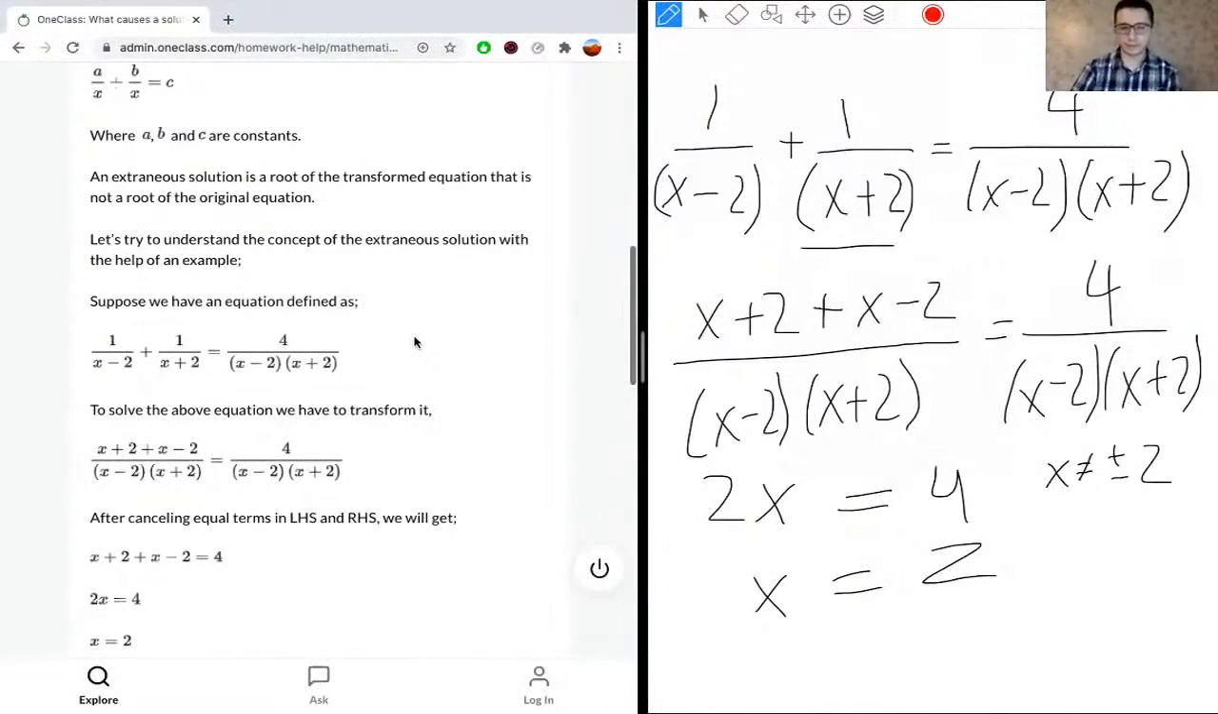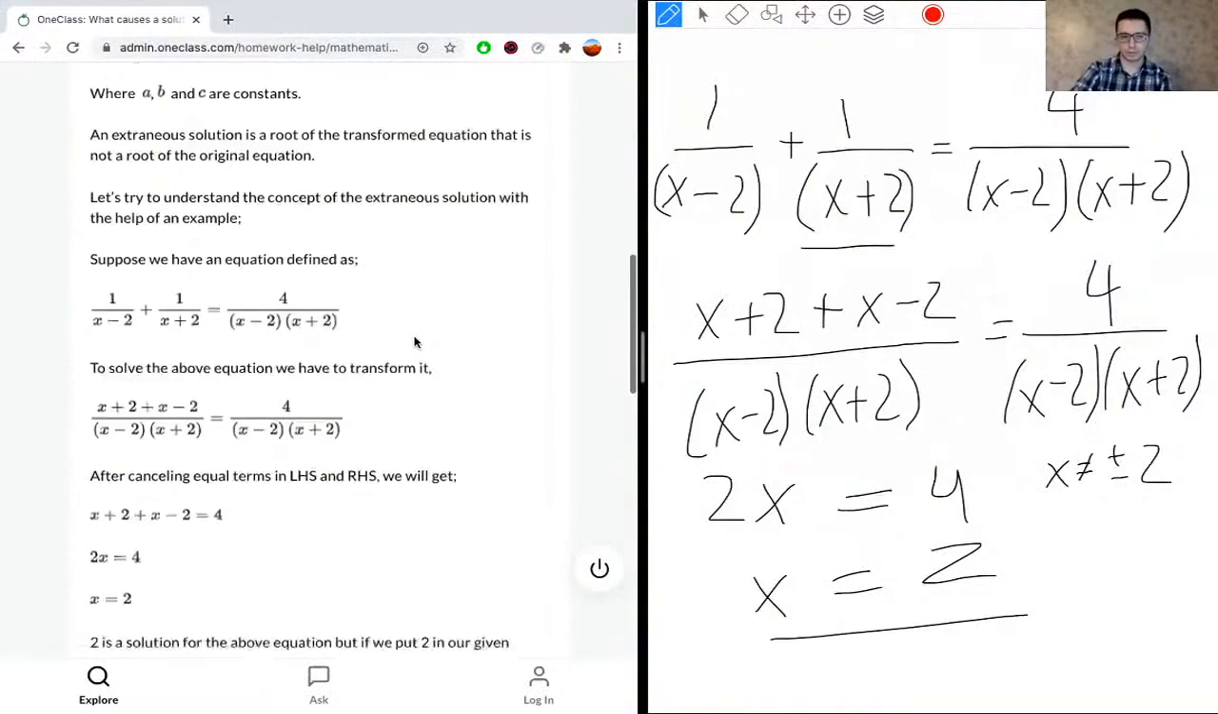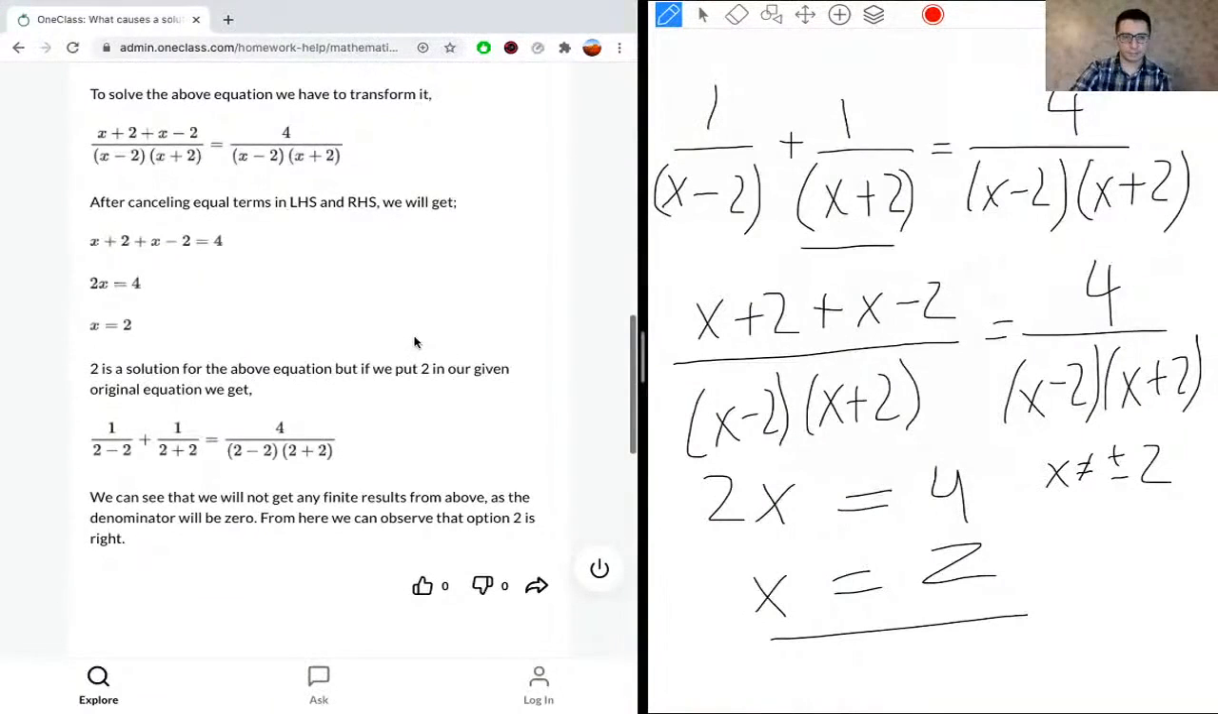Because we've eliminated them from the denominator to solve, we have to say that x cannot equal plus or minus 2, because if we plug these values into the original equation, we would divide by 0, and that would give us an extraneous solution. So here we would say this is not a correct solution, and the solution does not exist. Plugging it back into the original equation, because we're dividing, we will not get a finite result. From here, we consider option 2 is right.